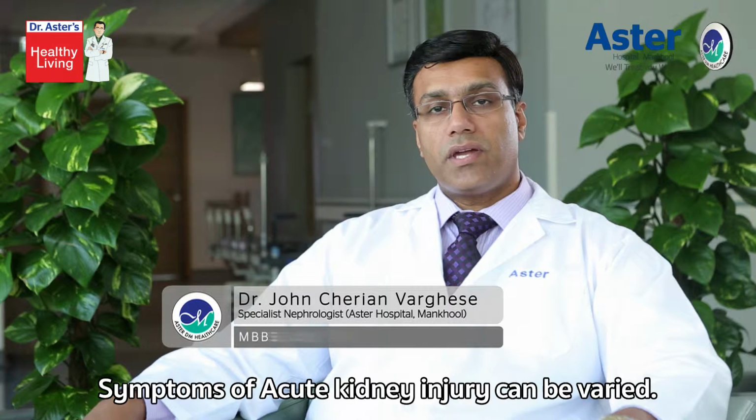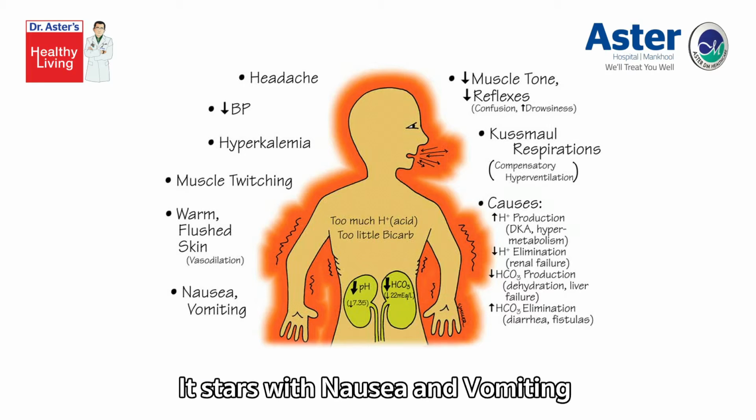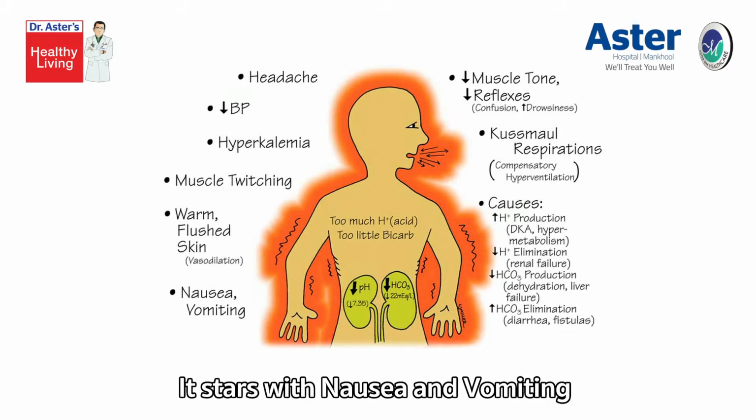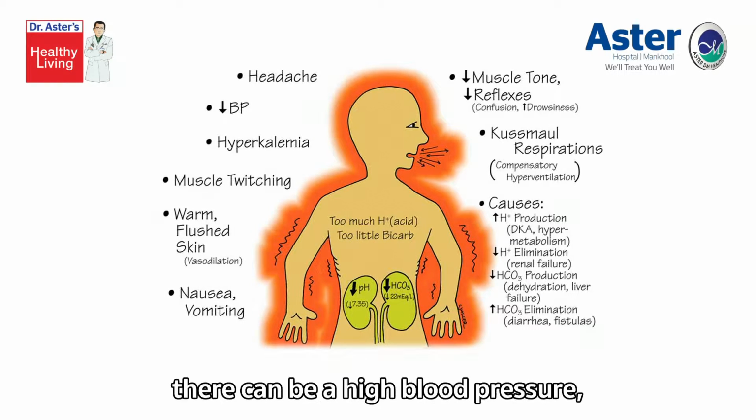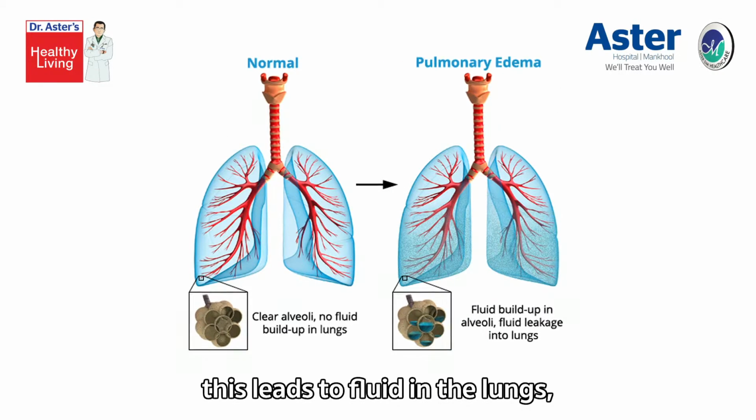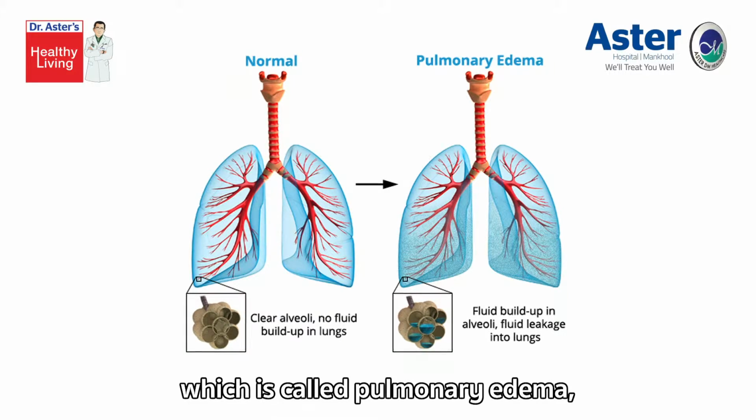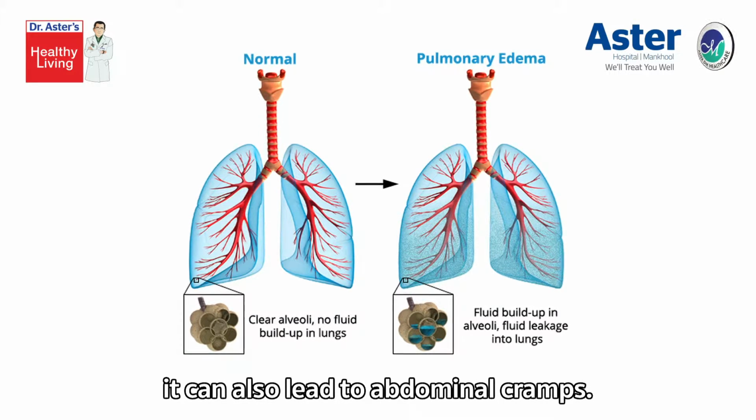The symptoms of acute kidney injury can be varied. It starts with nausea and vomiting. This can lead to dehydration. There can be high blood pressure. This leads to fluid in the lungs, which is called pulmonary edema. It can also lead to abdominal cramps.